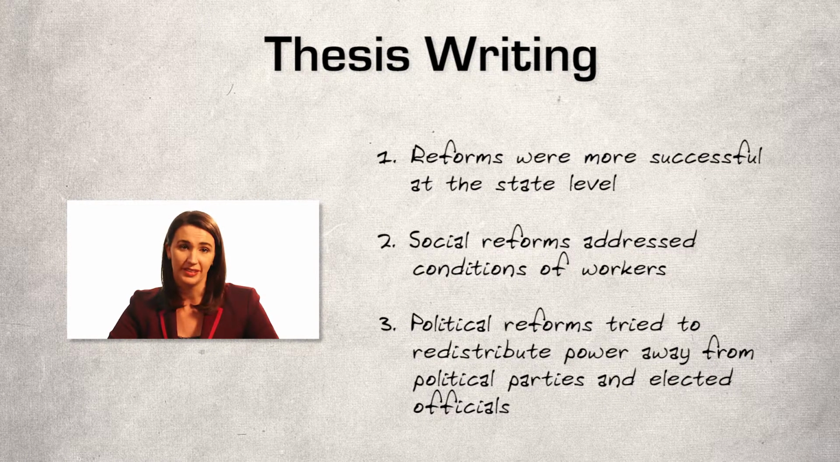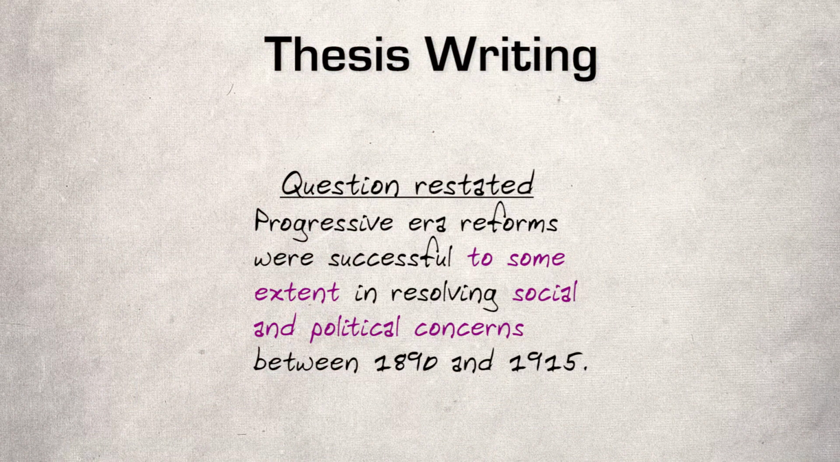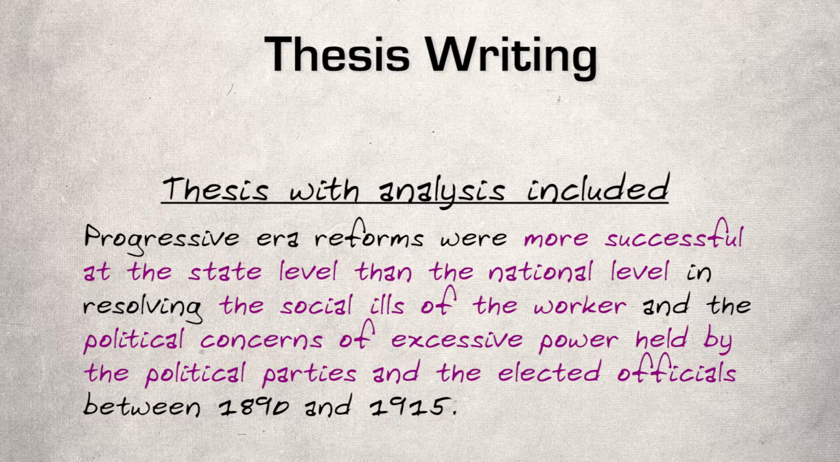Here was our original restatement. Progressive Era reforms were successful to some extent in resolving social and political concerns between 1890 and 1915. Let's replace the selected phrases with our more detailed ideas. This is what we get. Progressive Era reforms were more successful at the state level than the national level in resolving the social ills of the worker and the political concerns of excessive power held by the political parties and the elected officials between 1890 and 1915. So we're ready for step 3.